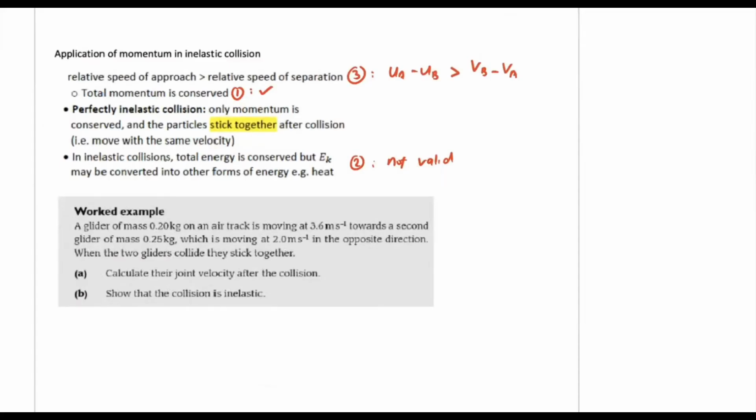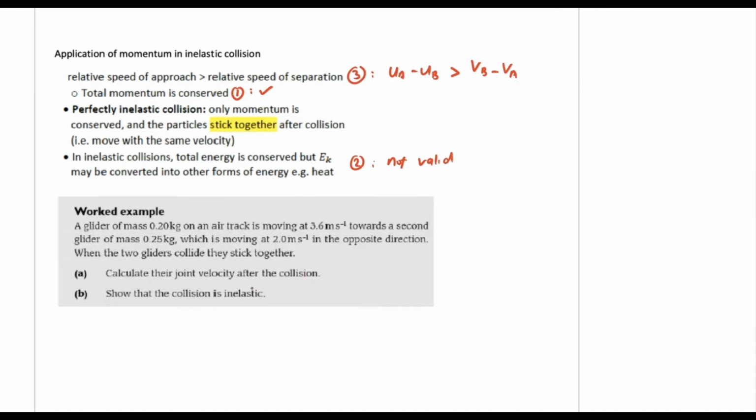A glider of mass 0.20 kg on a track is moving at 3.6 meters per second towards a second glider of mass 0.25 kg, which is moving at 2.0 meters per second in the opposite direction. When I say in the opposite direction, I have to put a negative sign for this. When the two gliders collide, they stick together. Calculate their joint velocity after the collision.